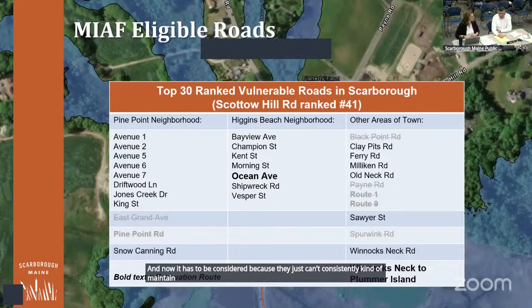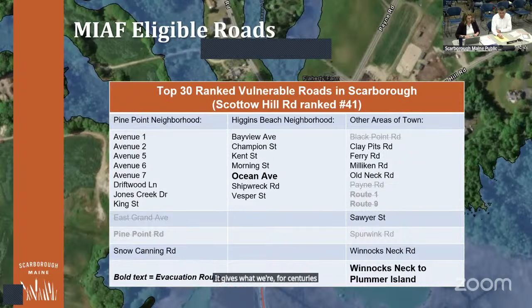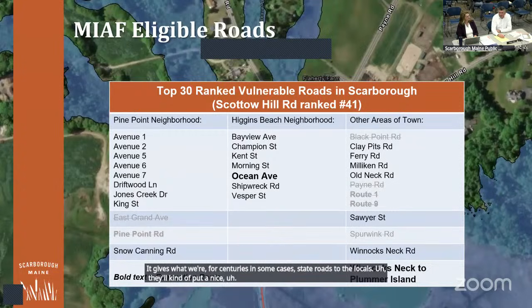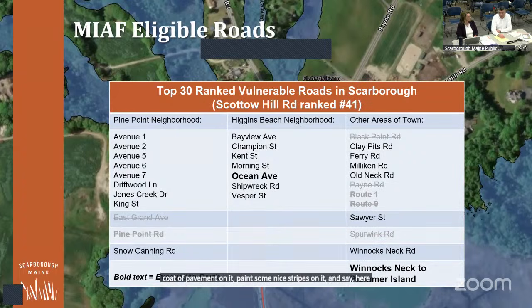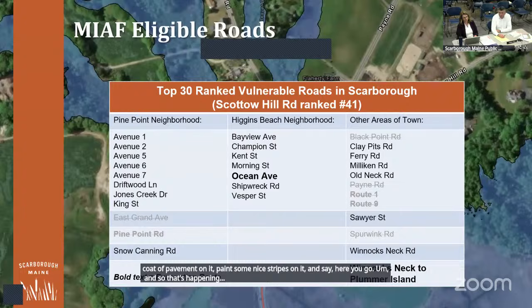For the state, in talking to Joyce Taylor, when they consider removal, it really is the bridge infrastructure that the state owns and maintains, with huge culverts, which are bridges in DOT's definition. I'll also say there's an active move on the part of the state to devolve and really give what were for centuries in some cases state roads to the locals. They'll put a nice spiffy coat of pavement on it, paint some nice stripes on it, and say, here you go. And so that's happening. It's happened and will continue to happen, frankly.